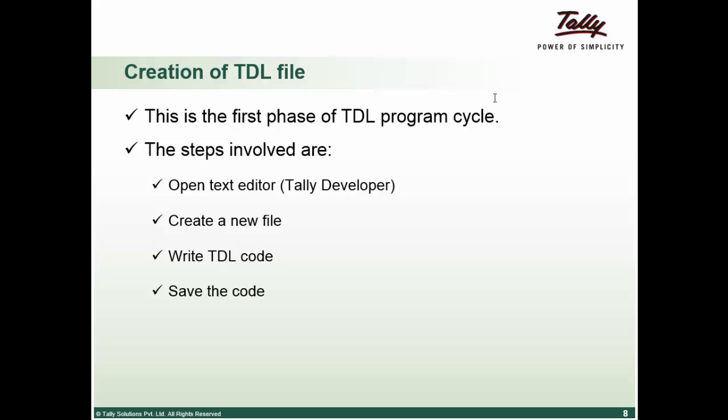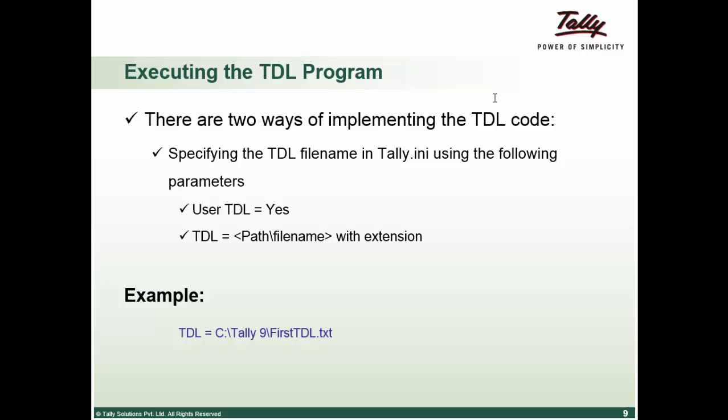So we have opened the text editor, we have created a new file, we wrote the TDL code, we have saved the code, and we have attached it to the INI. This is what we have already shown. You can go to the Tally application folder. There is a file called Tally.ini. Open the text file. User TDL equal to Yes, and TDL equal to the file path name with the extension, and the file is ready to use for the customer.